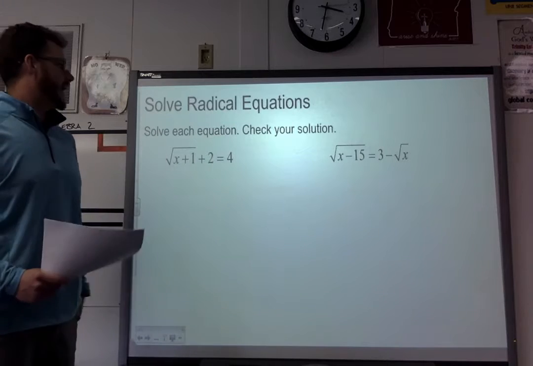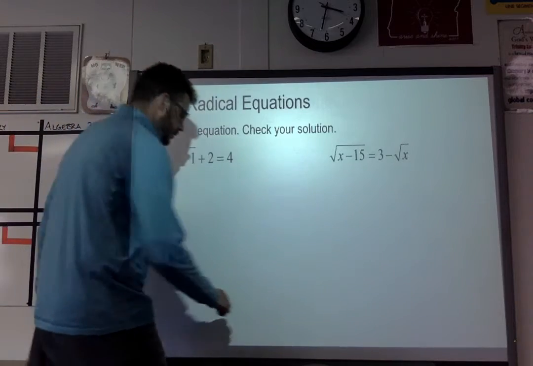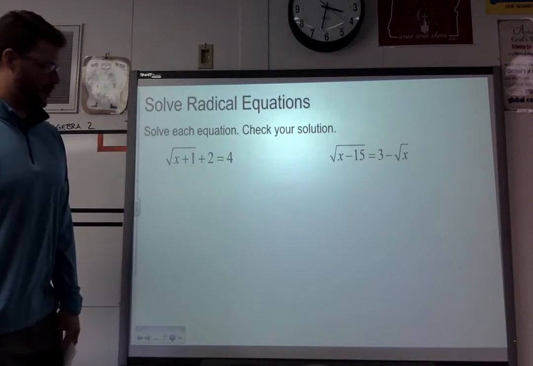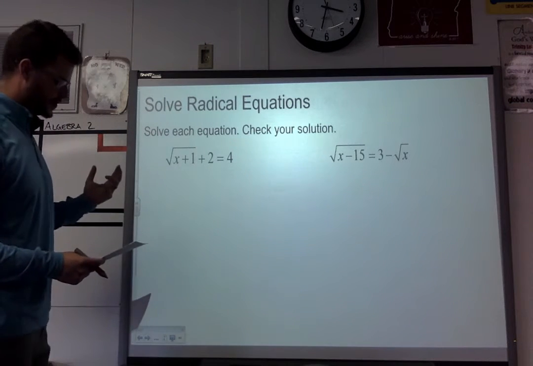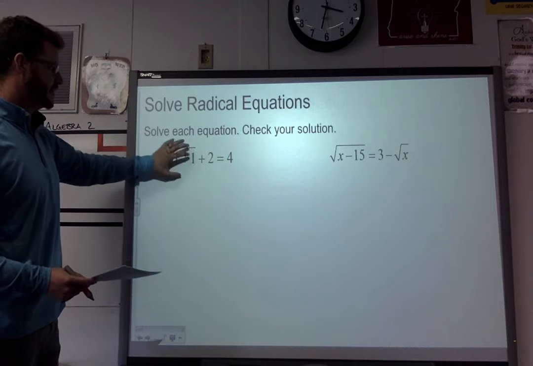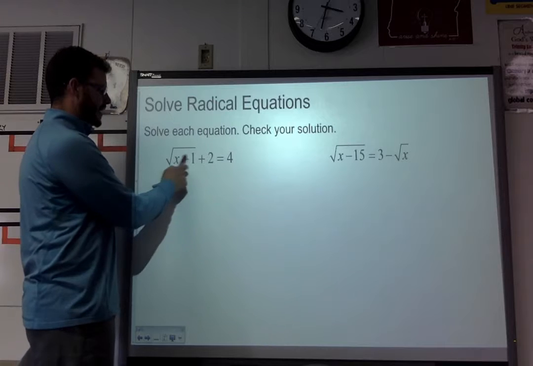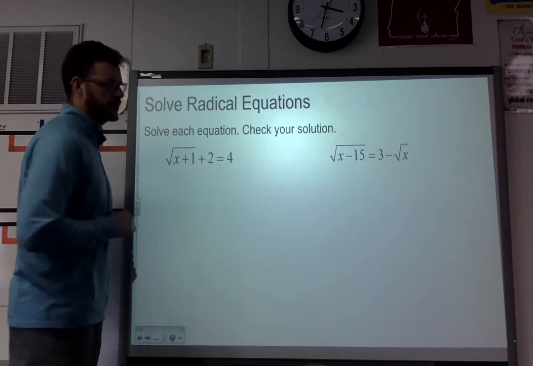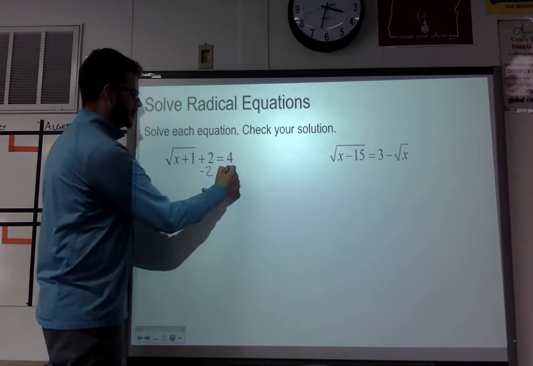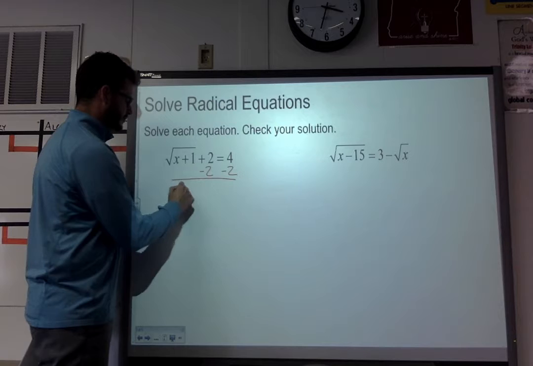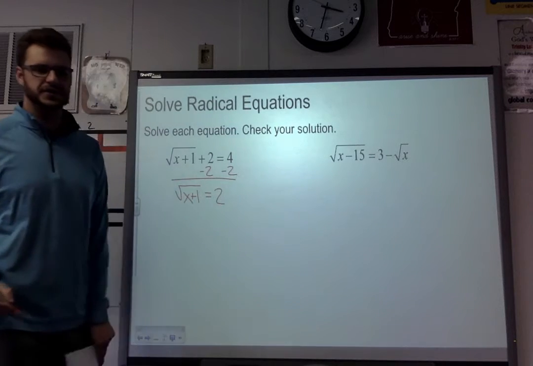Here we're working with radical equations. Solve each equation and check your solution. When you solve a radical equation, the first thing you always want to do is move anything that is not under the radical to the other side. Here we've got the square root of x plus 1, plus 2, equals 4. Since the plus 2 is not under the radical, we move that to the other side. Then we have the square root of x plus 1 equals 2.